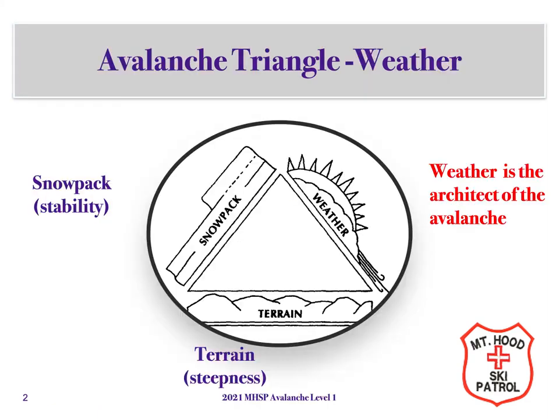Let's start by reviewing our old friend, the AVI Triangle. The AVI Triangle is a great tool to visualize the key factors that determine the likelihood of an avalanche: weather, snowpack, and terrain. In this discussion, we're going to focus on weather, which, as we previously mentioned, is considered the architect of the avalanche. Other modules will focus on snowpack stability and terrain in some detail.